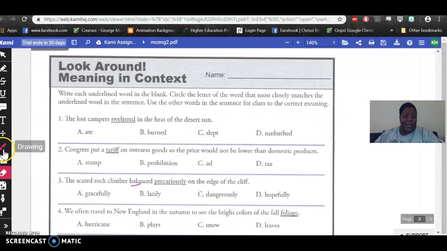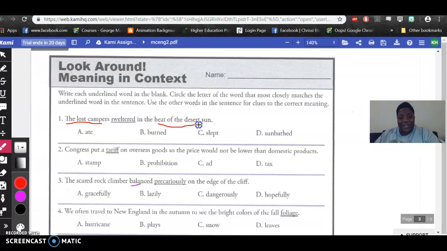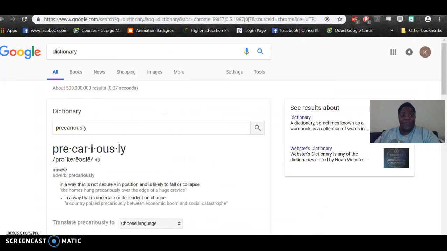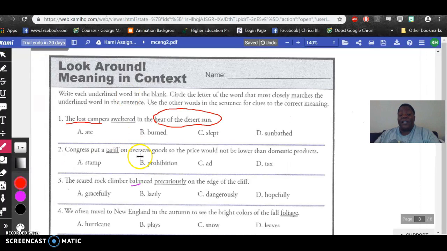So you got lost campers, okay? And you know that it's hot outside in a desert sun. So what does sweltered mean? Let's pretend you never heard of the word sweltered. Now again, you could use the dictionary, but also, to practice with context clues, let's figure out what some of our meanings are. We have multiple choice here, and most of the test is multiple choice, excuse me.